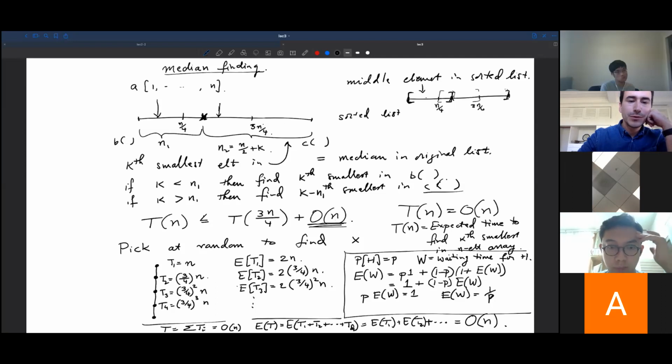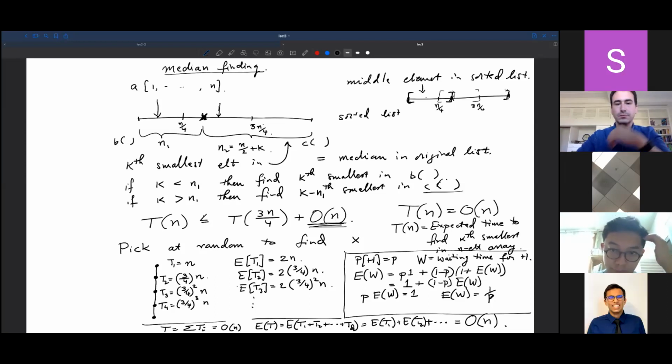I believe the question was, how do you know that you got an element which is between n over 4 and 3n over 4? Well, the point is you don't even have to know, right? Because we'll just keep running down.